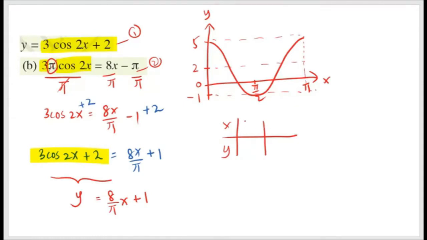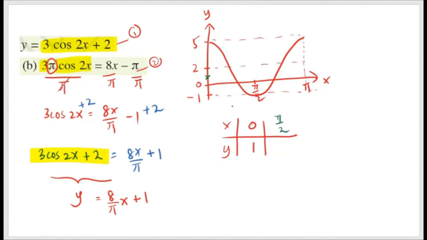2 points are enough. The first point is you put x equal to 0, y equal to 1. x equal to 0, y equal to 1. So the first point is here. How about the second point? Do you want to use pi or not? If you use pi, it will become 2 plus 1, which is 3. It's very small. I'm scared your graph is not enough, so we try the smaller one, for example, pi over 2.